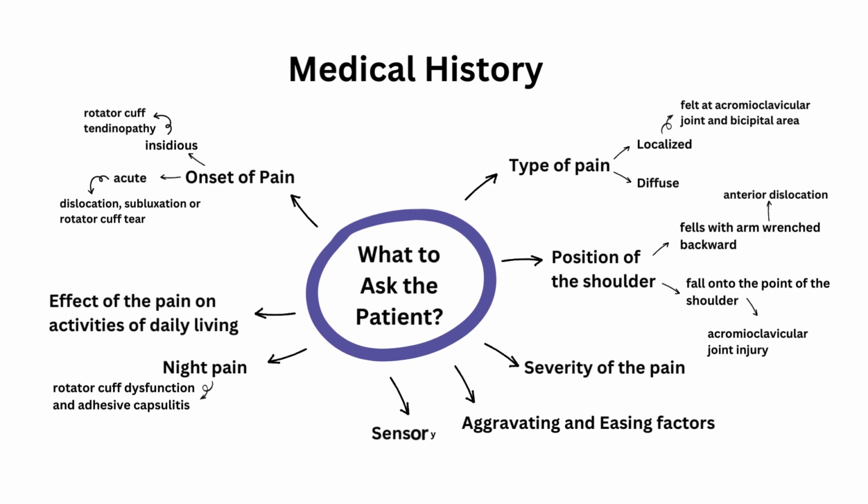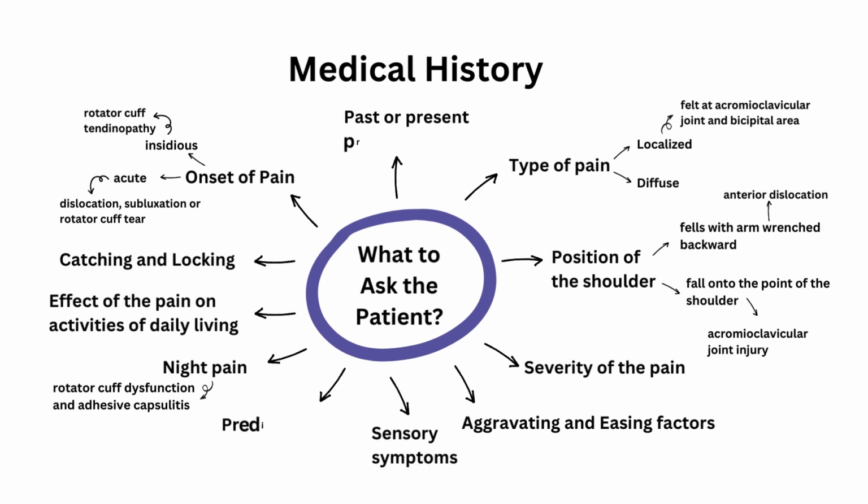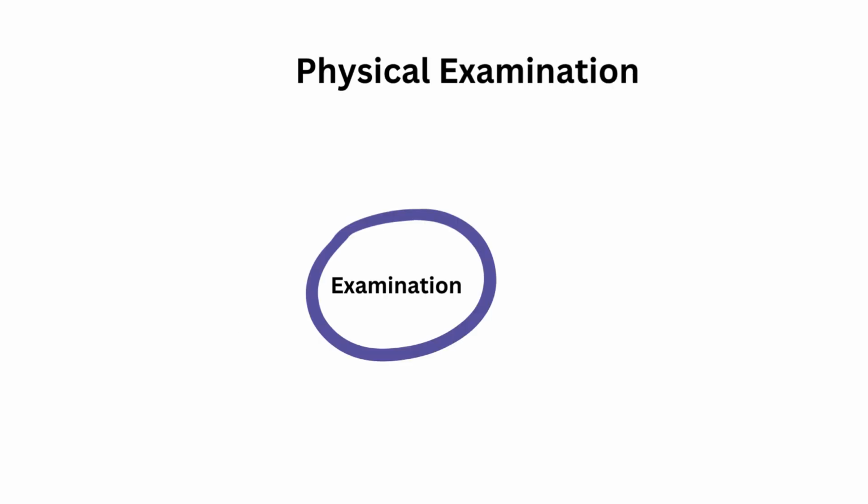Sensory symptoms like numbness and tingling are also checked. Also ask the patient if he experiences catching and locking during certain movements. Past and present problems and predisposing factors are also noted in medical history. To easily understand shoulder examination, let's divide it into easy steps.